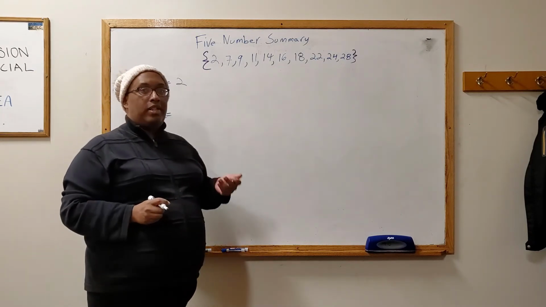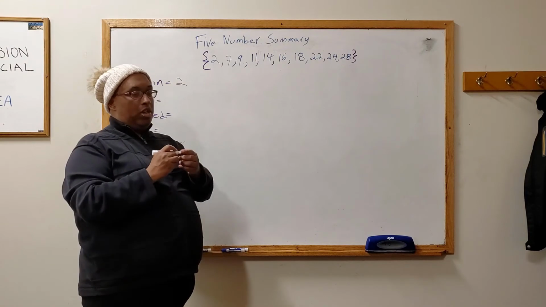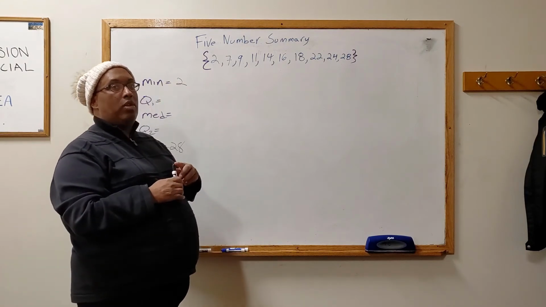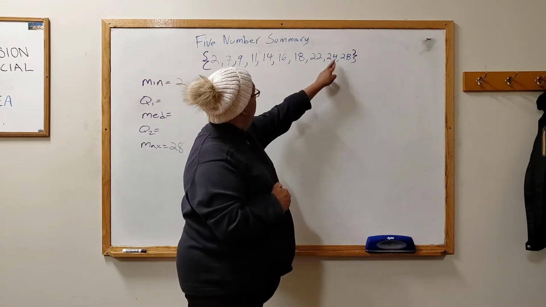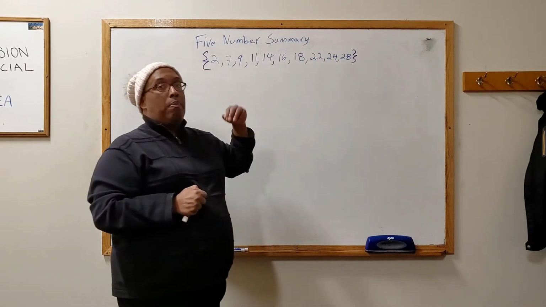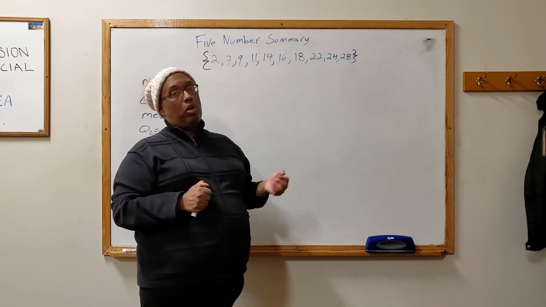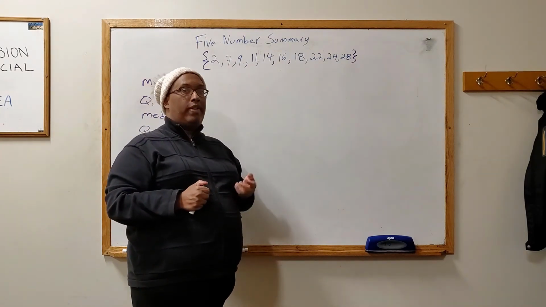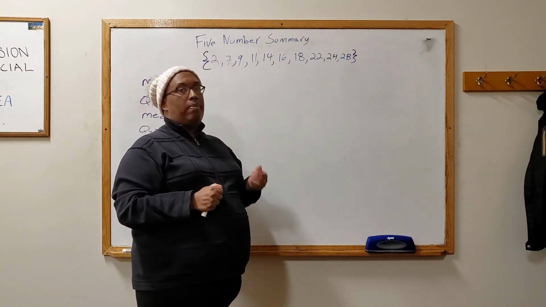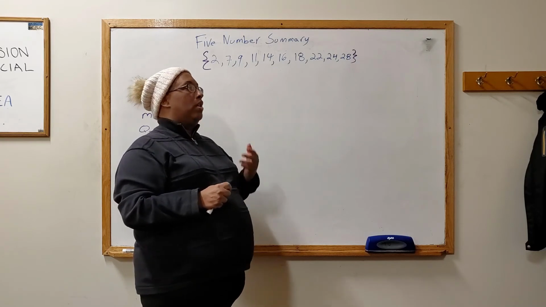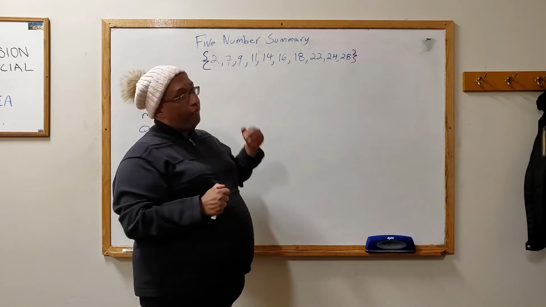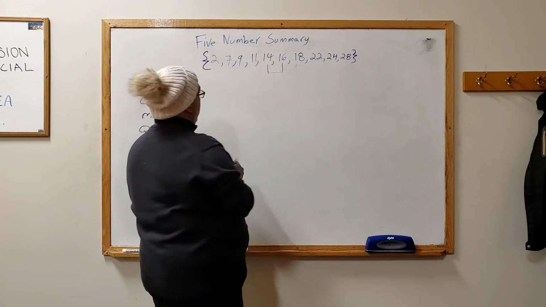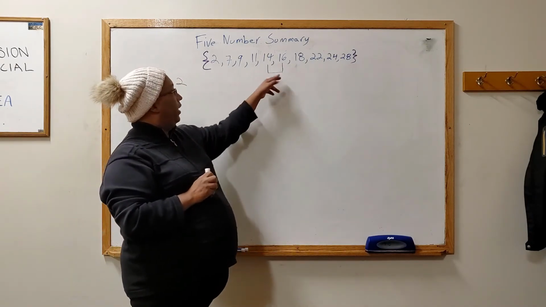So again, I said the formula was to just add up the number of things you have. 1, 2, 3, 4, 5, 6, 7, 8, 9, 10 plus 1. So 10 plus 1 is 11. Then divide that by 2. 11 divided by 2 is 5.5. So that means we're in between the 5th and the 6th numbers. Like that. So we're looking in between here.